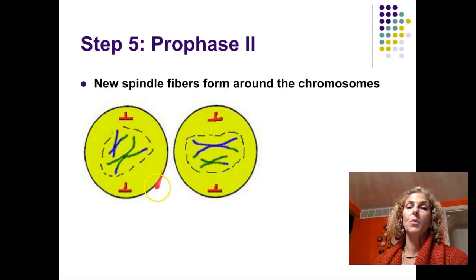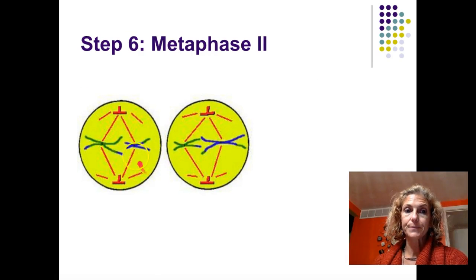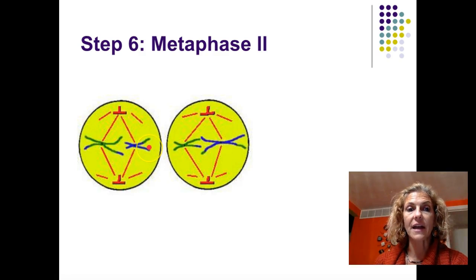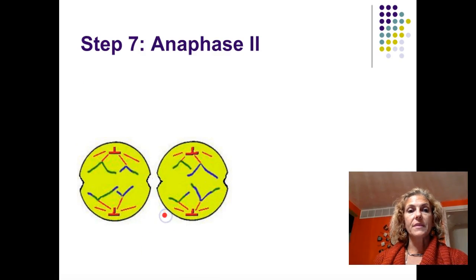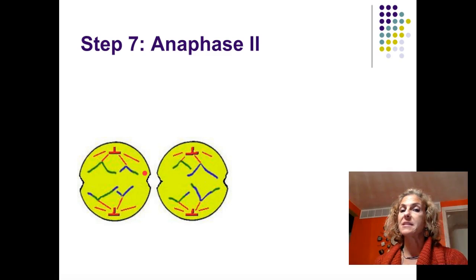So spindle fibers will reattach to chromosomes. Chromosomes will line up at the equator. Notice this time we have single file lines instead of double, so we're dealing with sister chromatids. Notice the sister chromatids in Anaphase 2 are separating, which looks similar to mitosis, only I have half the chromosomes that I would have had.